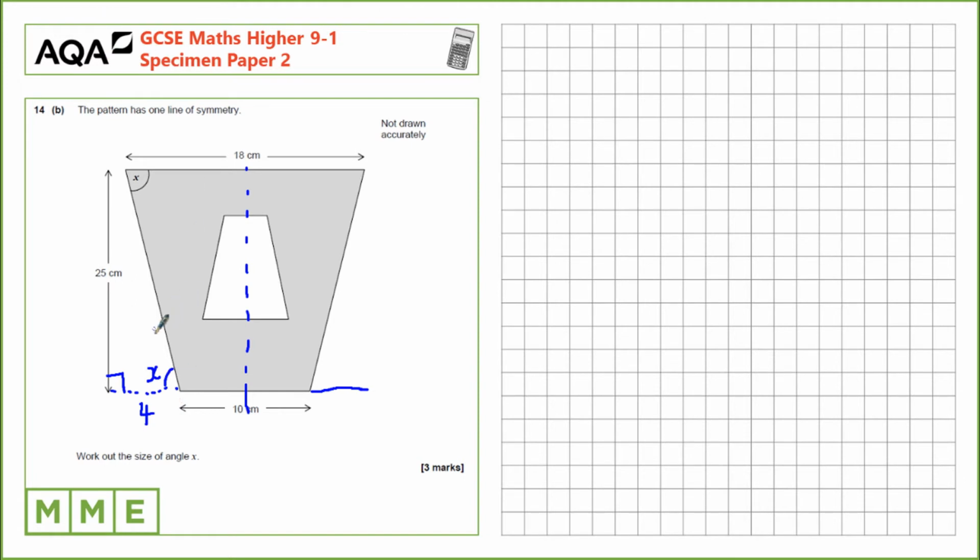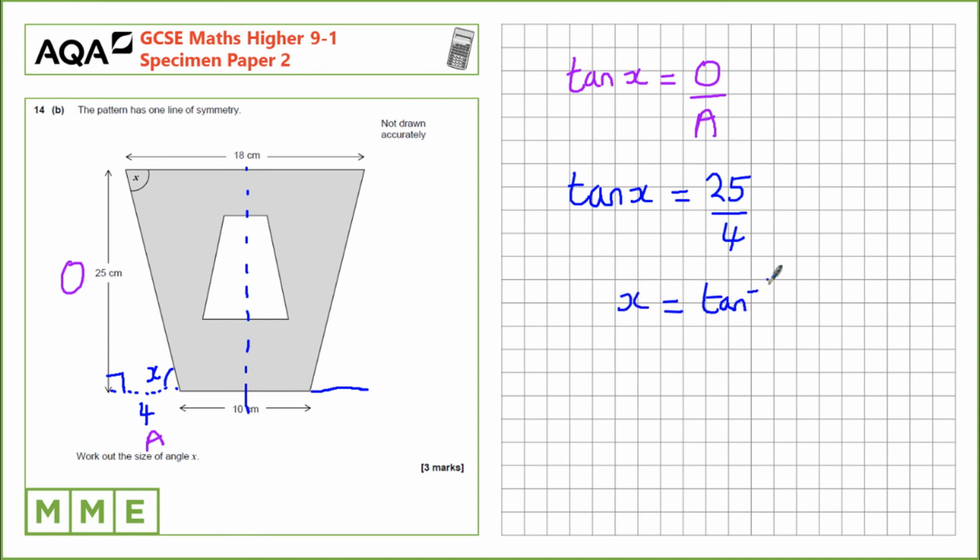Next, let's label our triangle for trigonometry. If this is the angle we want to calculate, we have the opposite side and we have the adjacent side. This is the hypotenuse here. That means we'll want to use the ratio for tan, which is opposite over adjacent. Now let's put some values in. So tan x equals 25 over 4. So to calculate x, we'll have to do inverse tan of 25 over 4, which gives us the value 81 degrees, to two significant figures.